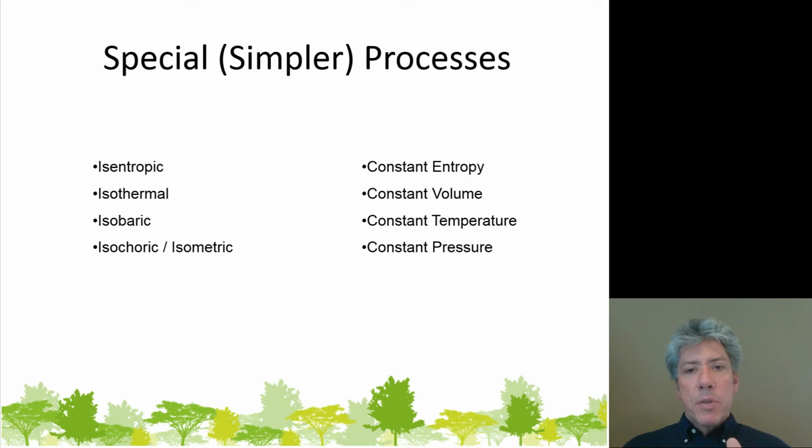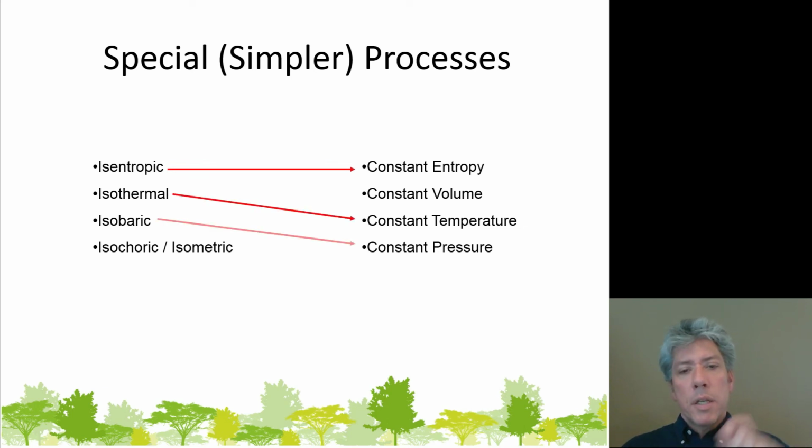Isochoric or isometric means constant volume, and isentropic means constant entropy. Now you don't know what entropy is yet, that's okay. But these are just special types of processes where one particular property of the system remains constant. And so a process where the system remains at one temperature, we call an isothermal process.